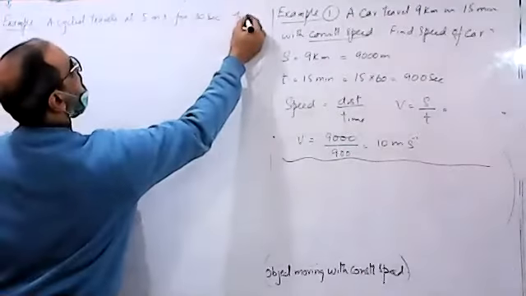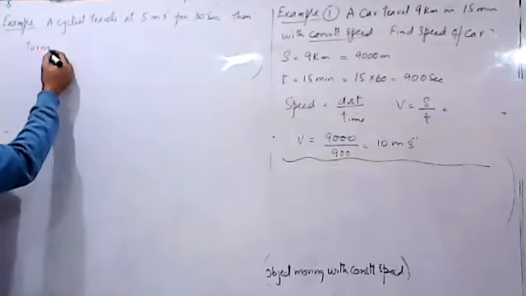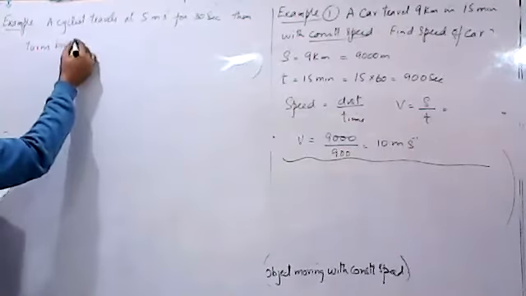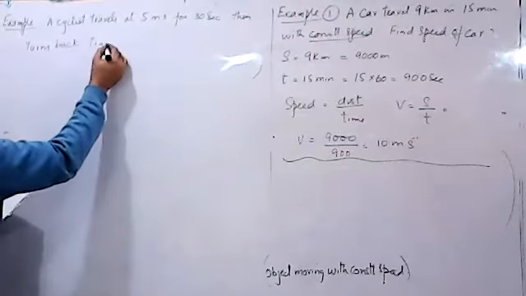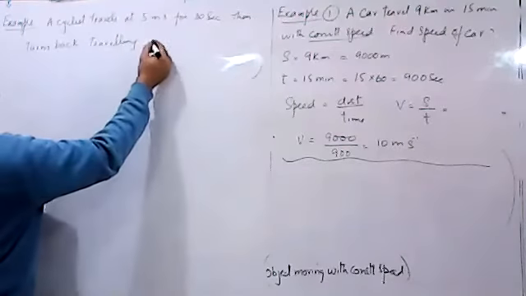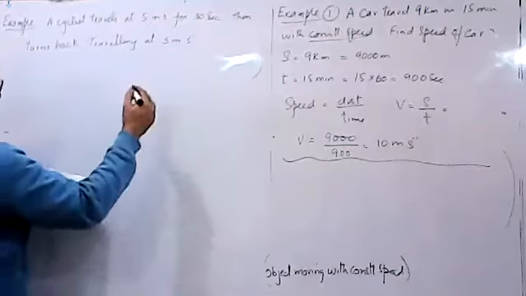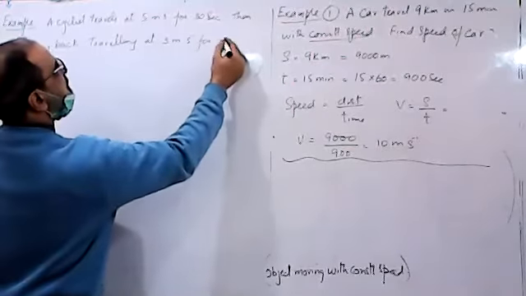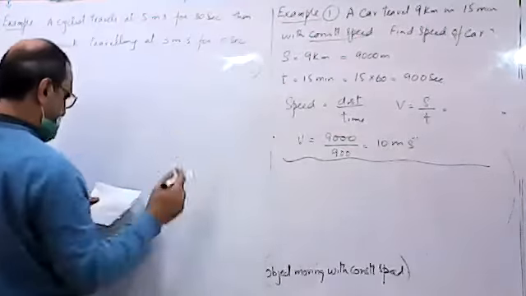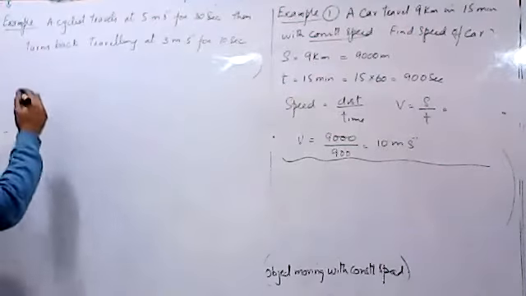Then she turns back, traveling at 3 meters per second for 10 seconds. Find her displacement from the starting point.